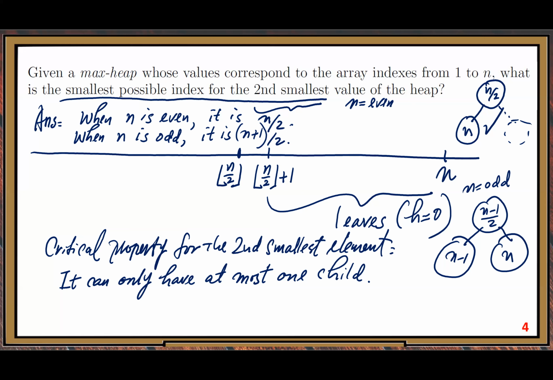So this question helps you understand the structure further. At the most, one child. If 2 children, it cannot be the second smallest. At most one child. Could be 0 children, it's okay, no violation.